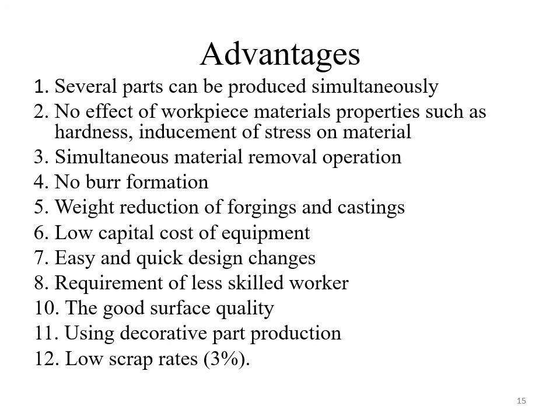Good surface quality can be obtained, as I mentioned, 0.0, 0.8, 0.025, 0.5. So this is the surface roughness which can be obtained, which is of very top surface quality. It is used in decorative part production, like the decorative mirrors which we use at our homes. Those are generally machined with chemicals, and those are completely manufactured with the chemical machining process.